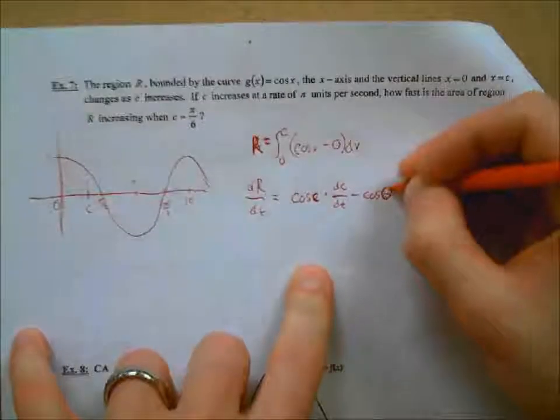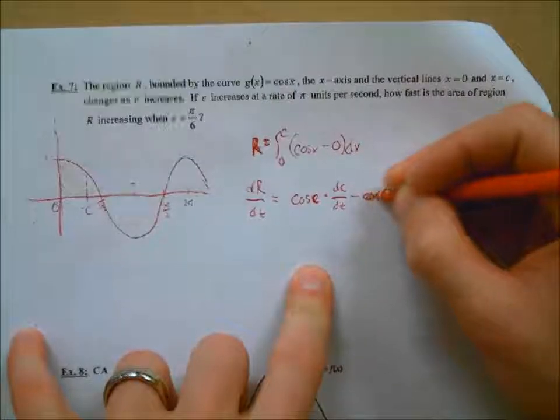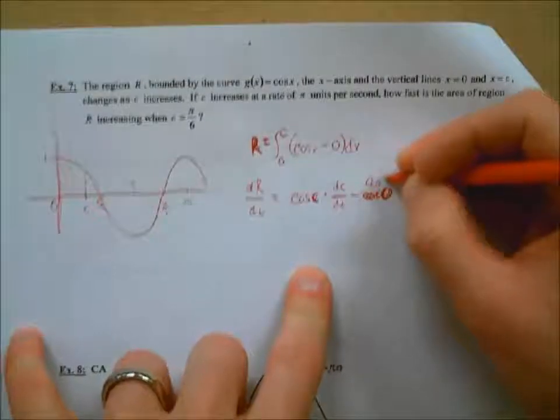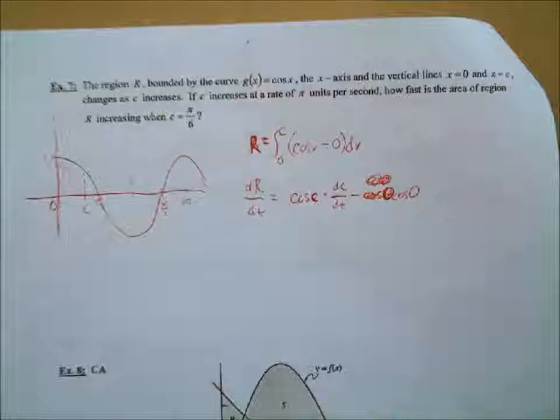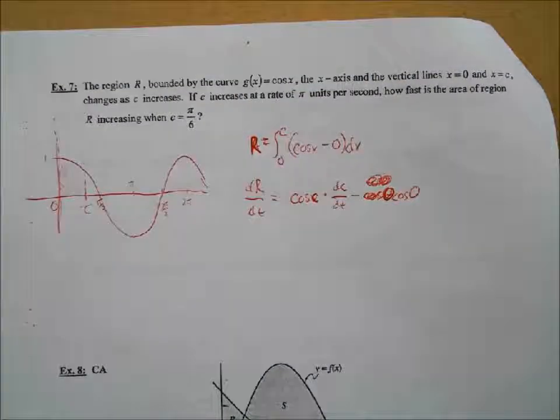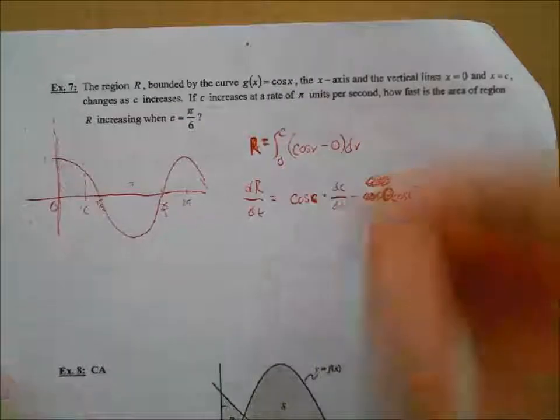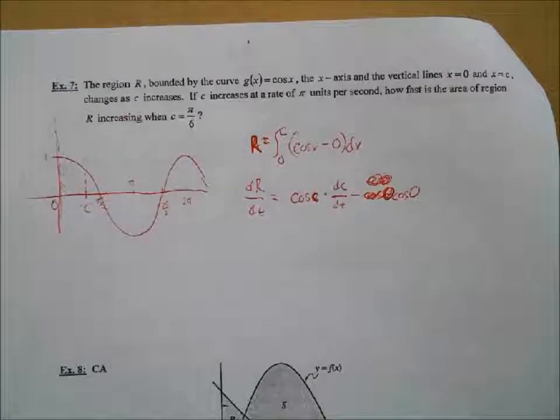Whoops, I'm putting a theta there. I'm making it cosine of 0. I did it again. Cosine of 0. There we go. I kept writing theta there. Can't teach an old dog new tricks, I guess. All right, cosine of 0.